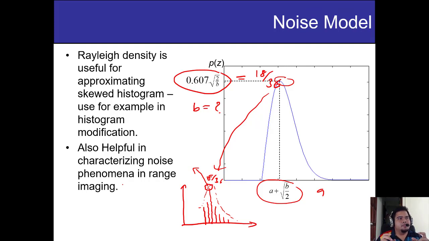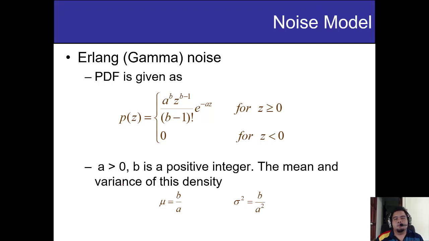The camera measures the distance, meaning how far or how near the object is in front of the camera, and that distance is represented by the intensity value inside the image. In general, Rayleigh noise always happens in this kind of hardware. Then the next model is gamma noise, or Erlang noise. The process is similar.